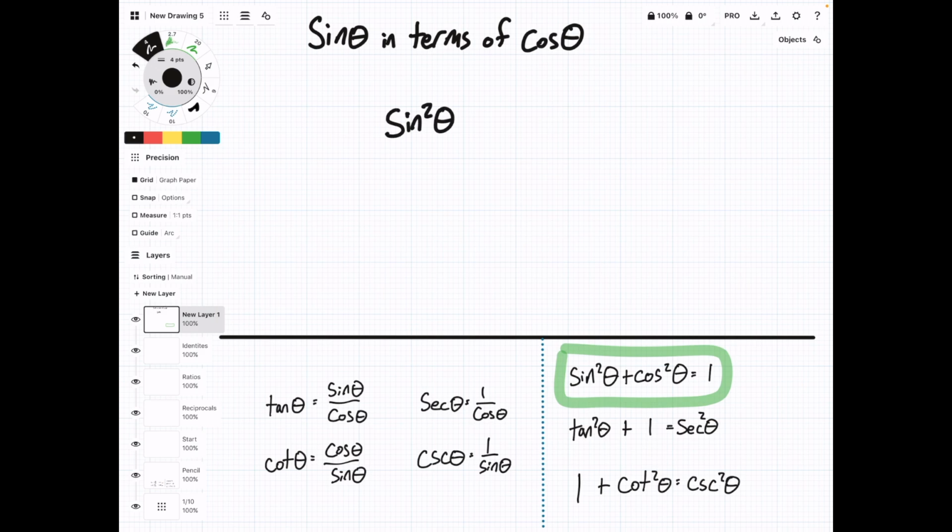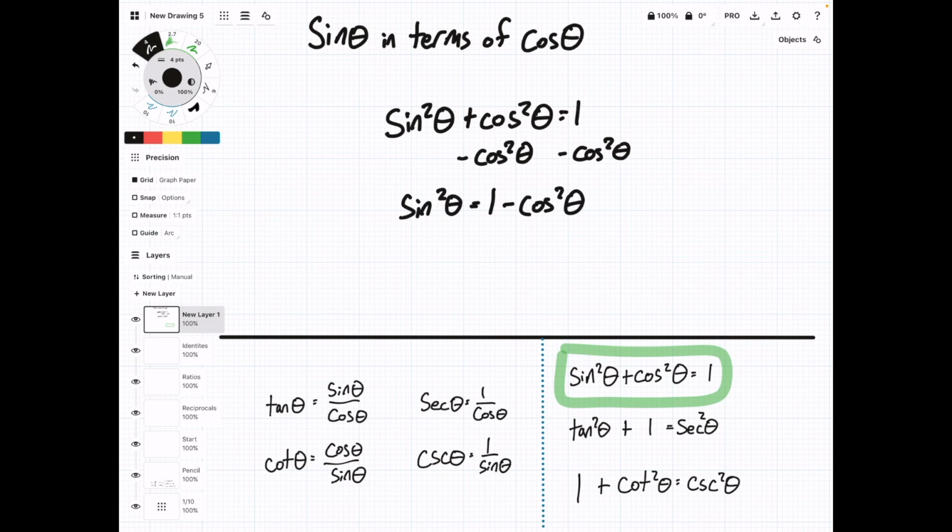Sine squared theta plus cosine squared theta equals 1. Then we're going to subtract cosine squared theta. That'll leave us with sine squared theta equals 1 minus cosine squared theta. And then we can take the square root of each side. When we take the square root, we need to add a plus or minus. So on the right side, it's going to be plus or minus the square root of 1 minus cosine squared theta. And this here is our first function.